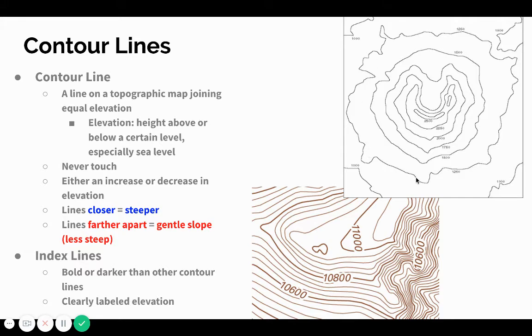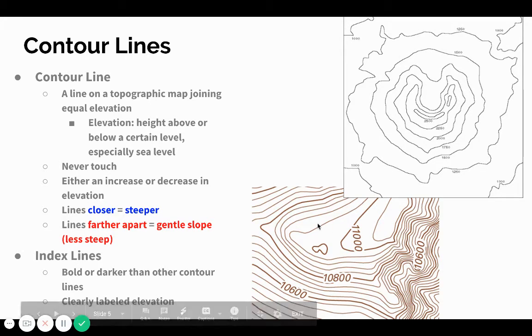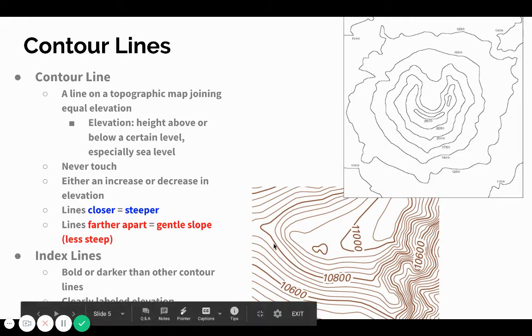Now, our contour lines do not touch and they will never cross. And we notice, like Haley said earlier, that some lines are closer together and some are farther apart. But when the contour lines are closer, the land feature is steeper, like we see here. And when the contour lines are farther apart, like over here, the land feature is less steep or more gentle.